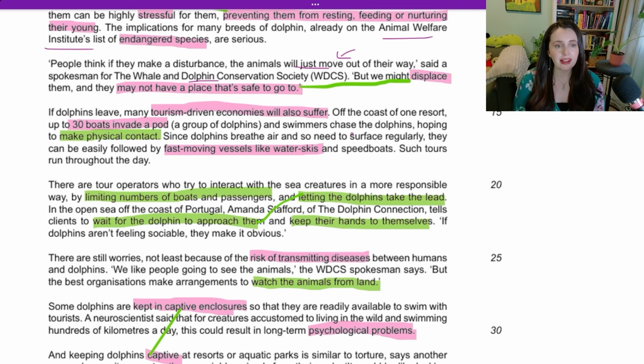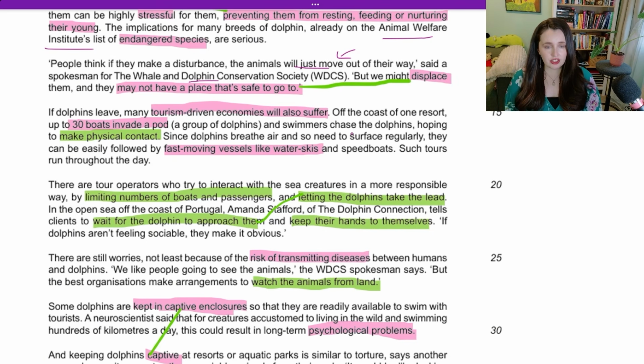If dolphins leave, many tourism-driven economies will also suffer. Off the coast of one resort, up to 30 boats invade a pod, a group of dolphins, and swimmers chase the dolphin, hoping to make physical contact. Since dolphins breathe air and so need to surface regularly, they can easily be followed by fast-moving vessels like water skis and speedboats. Such tours run throughout the day.